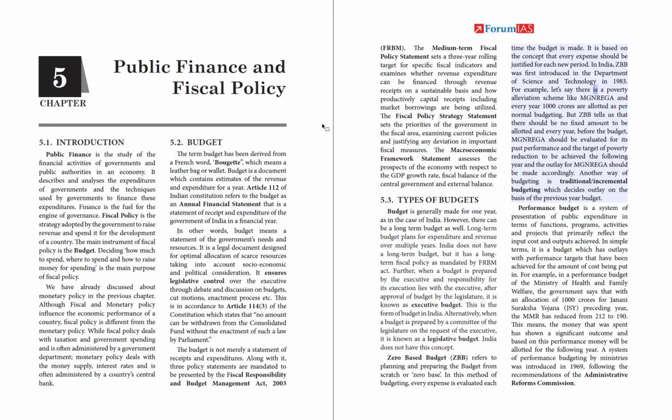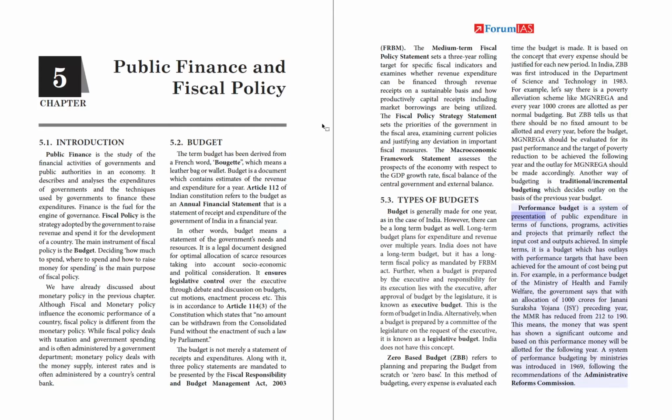For example, let's say there is a poverty alleviation scheme like MNREGA, and every year 1,000 crores are allotted as per normal budgeting. But ZBB tells us that there should be no fixed amount to be allotted, and every year, before the budget, MNREGA should be evaluated for its past performance and the target of poverty reduction to be achieved the following year, and the outlay for MNREGA should be made accordingly. Another way of budgeting is traditional or incremental budgeting, which decides outlay on the basis of the previous year's budget.